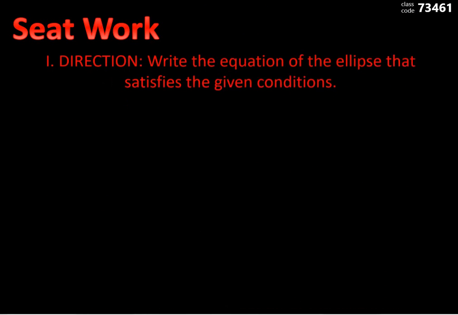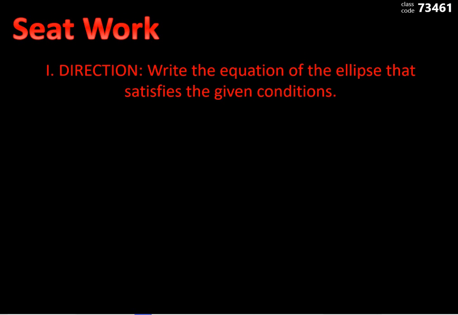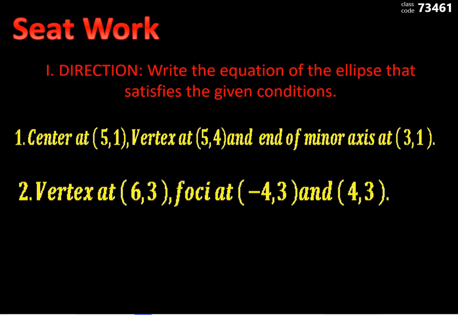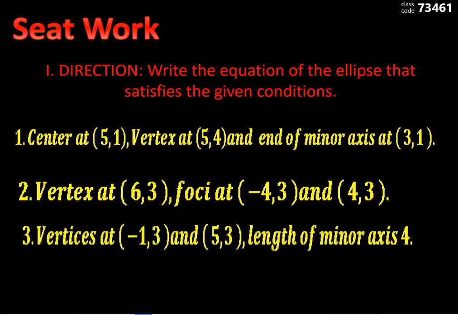So you're given a seatwork here. Directions: write the equation of the ellipse that satisfies the given conditions. Center at (5, 1), vertex at (5, 4), and end of minor axis at (3, 1). Vertex at (6, 3), foci at (-4, 3) and (4, 3). Vertices at (-1, 3) and (5, 3). Length of minor axis is 4.